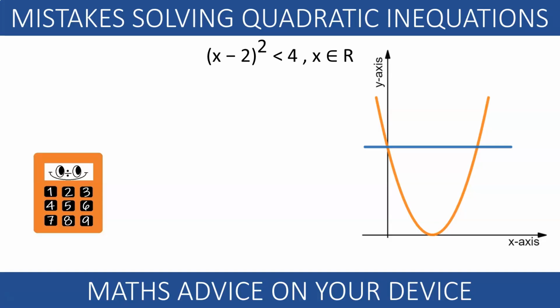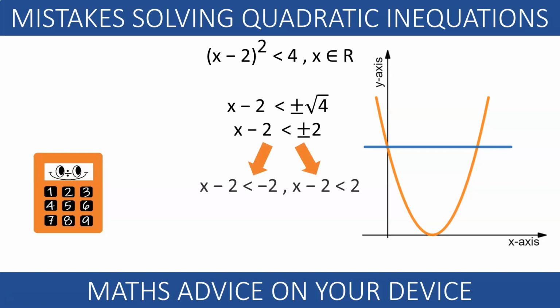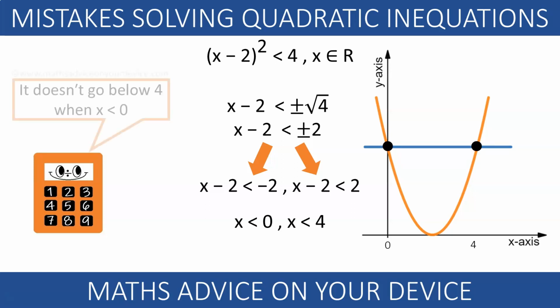Maria is solving the quadratic inequation. She arrives at the solutions x less than 0 and x less than 4. The problem is that when drawing the graph for the parabola, this clearly goes below 4 for values between 0 and 4. So Maria got the numbers right, but she messed up with the signs.